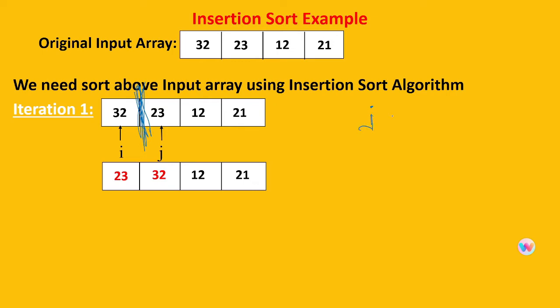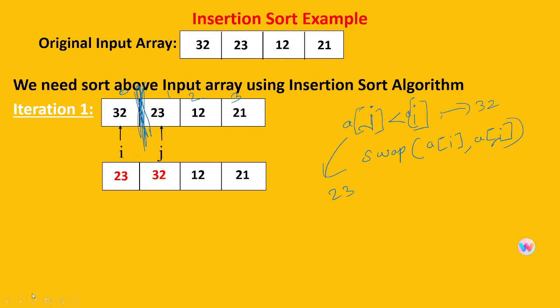Now if the j element is less than i, then swap. You have to swap A of i with A of j. In our case, A of j is less than A of i. You can see A of j is 23 and A of i is 32. So 23 is less than 32, so we have to swap.